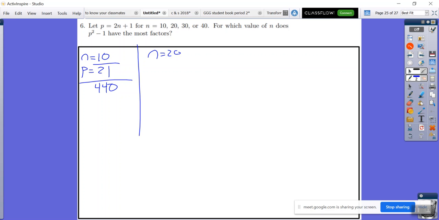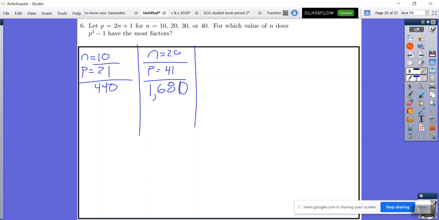Well, because when n was 10, we got 440. For when n was equal to 20, it was 2 times 20, which was 40. 40 plus 1 is 41. So when you plugged in 41 for p, what did you get? 41 squared is 1,681, minus 1. So when n is 20, you get 1,680.